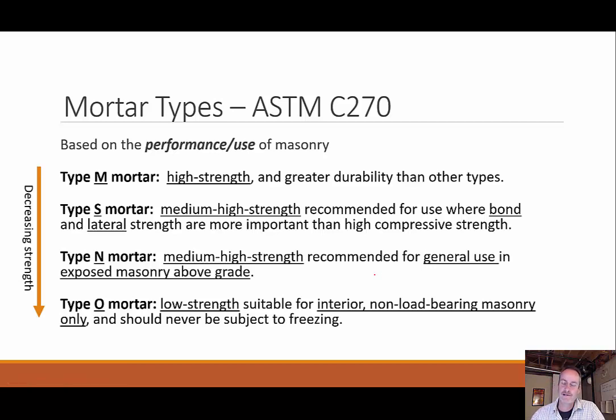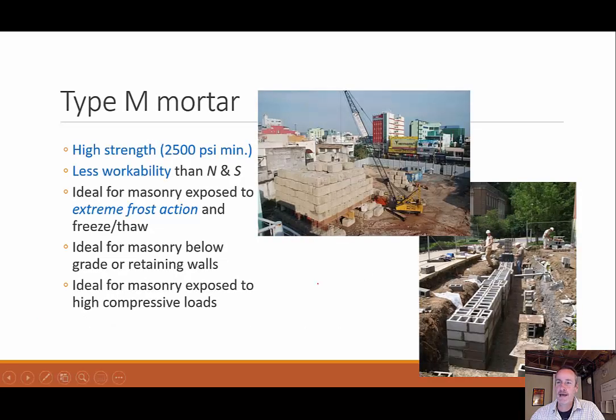It shouldn't be exterior, at least it shouldn't be exposed to any freezing conditions, right? So let's look at those individually. Type M, the first one with that high strength, has a 2,500 PSI minimum. Because of that high strength, I have less workability than these lower strength ones, the N and the S.